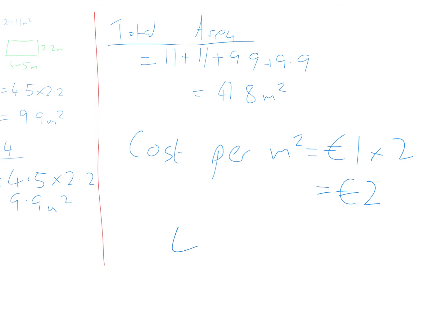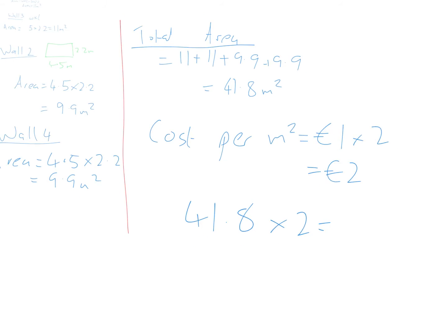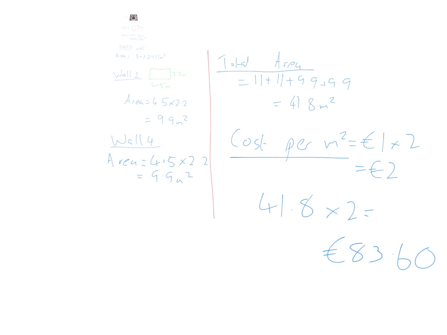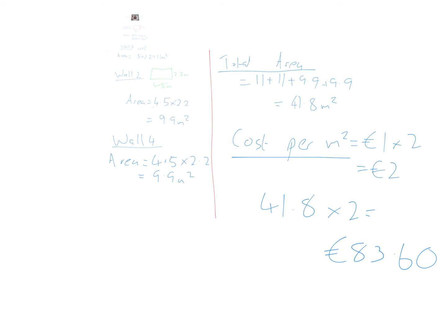So if we get our 41.8 meters squared, and we know that it's €2 to paint each meter squared, then the cost of painting this particular set of walls will be €83.60.